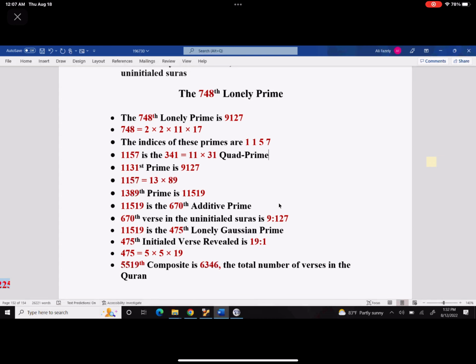We've known these for a long time, but as far as 1157 was concerned, we didn't know it until today. It revealed itself to us in a way that now we enjoy it more, because there was another layer to 1157 that we did not recognize before, and the fact that 1157 is a biprime, 13 times 89.